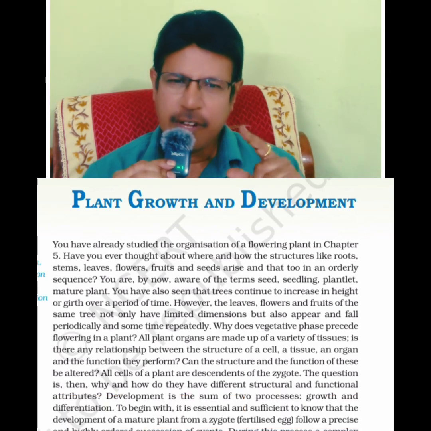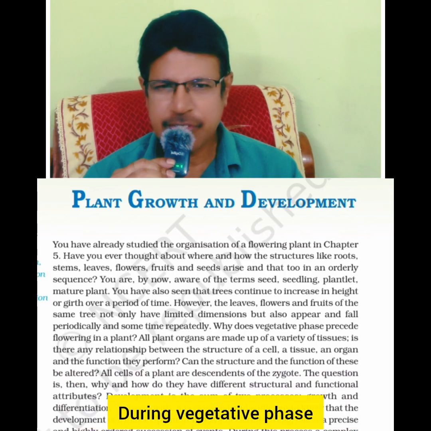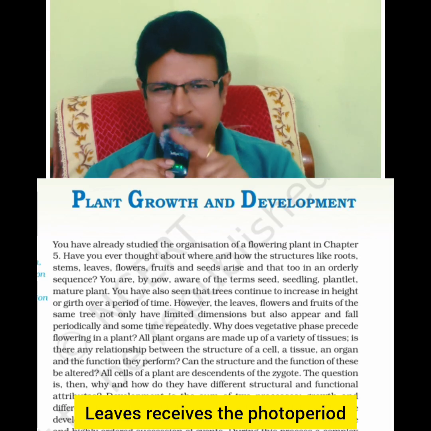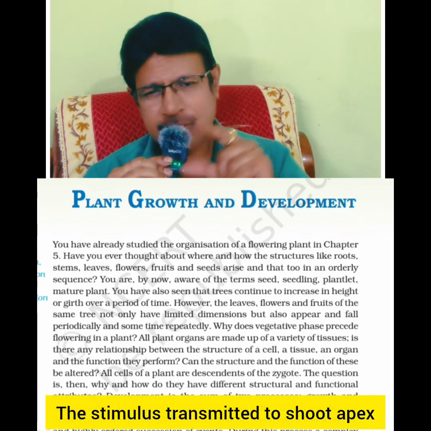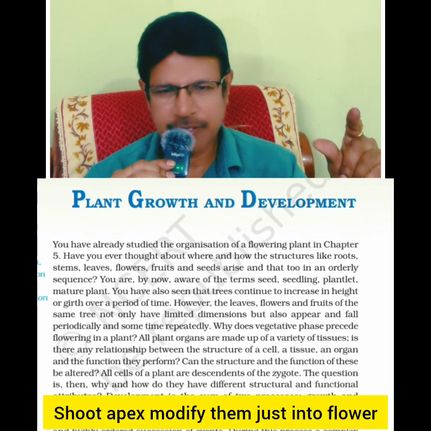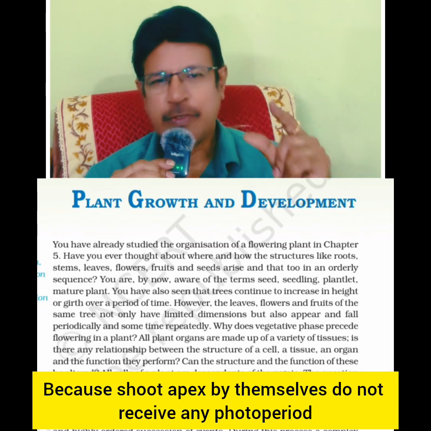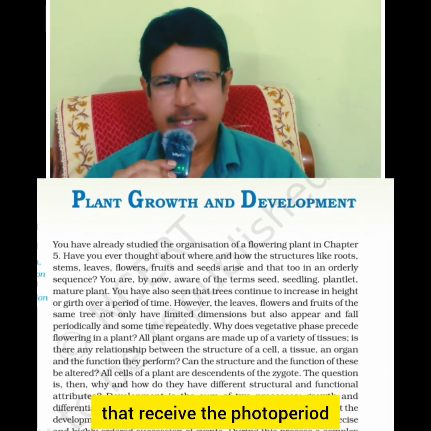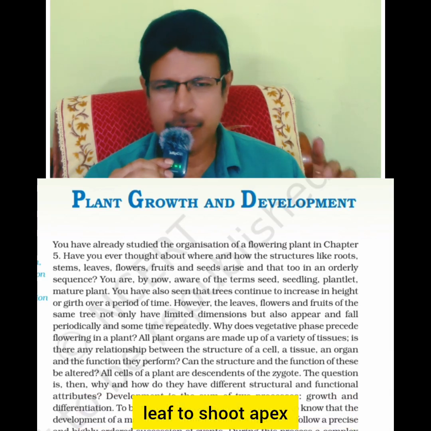Next, why does the vegetative phase precede the reproductive phase? During the vegetative phase, leaves are formed. Leaves receive the photoperiod, that is the light. Some stimulus is formed. The stimulus is transmitted to the shoot apex. The shoot apex modifies itself into flower, because the shoot apex by itself does not receive any photoperiod. Leaves are the only structure that receive the photoperiod. Only the stimulus is transmitted from leaf to shoot apex.